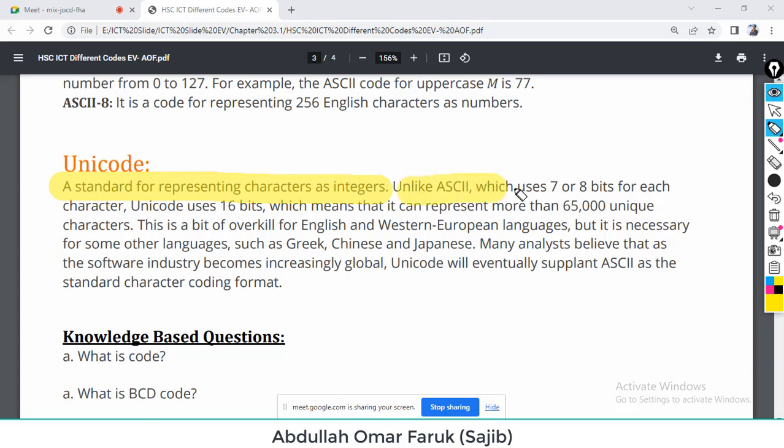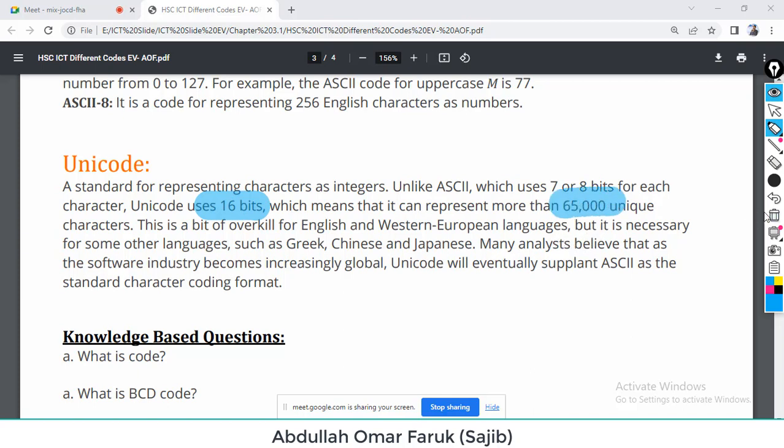Unlike ASCII, which has 7 or 8 bits for each character, Unicode uses 16. This is important. Unicode is a 16-bit code. You have to remember this: Unicode is 16 bits. Which means it can represent more than 65,500 numbers.